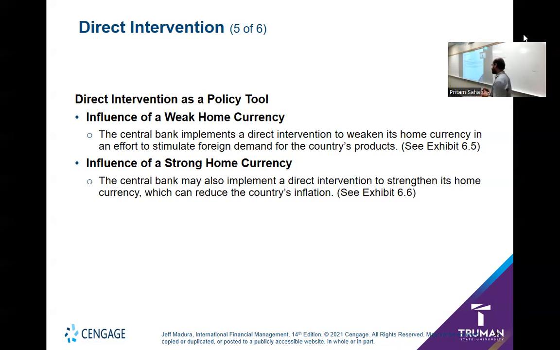How can they do it? When the home currency is strong, imports are cheap, right? If the home currency is strong, imports are cheap. What does it mean? If I need goods and services, I can go outside of the USA and buy goods and services.